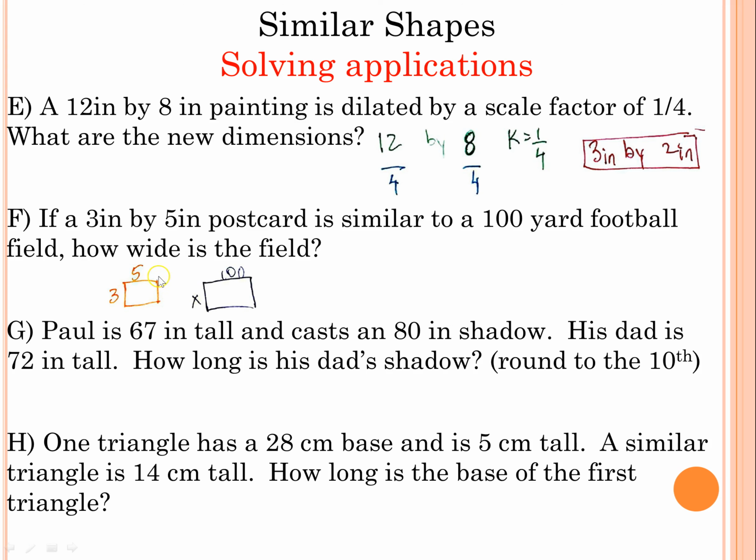5 is the longer side, so those match up. 3 is the shorter side, those match up. I've got my ratios. 3 over x is equal to 5 over 100. Multiply diagonally and multiply up. Cool. And then I just got to solve, whip out that calculator, and kaboom. That side of the football field is 60 yards.